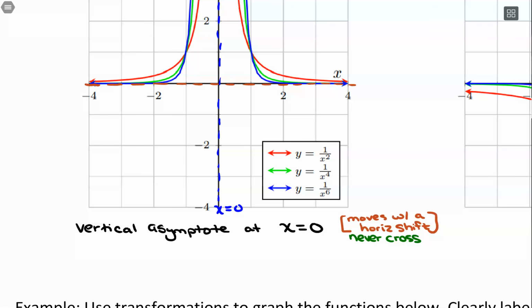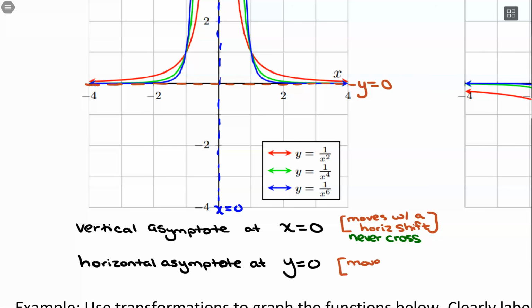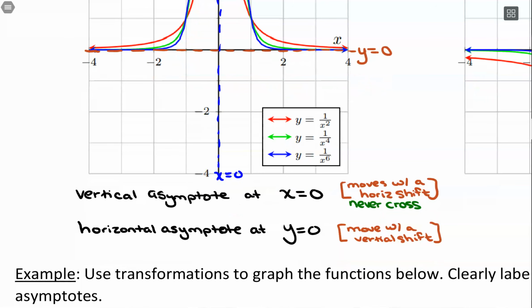So we have this horizontal line. We call this our horizontal asymptote, and since it's a horizontal line, this will come from y equals, and in this case it's coming from the line y equals 0. That one is going to move when we have graph transformations with a vertical shift. So if we're moving our function up or down, then that horizontal asymptote will move along with it. And then, like I said, just keep in mind that we can cross it.